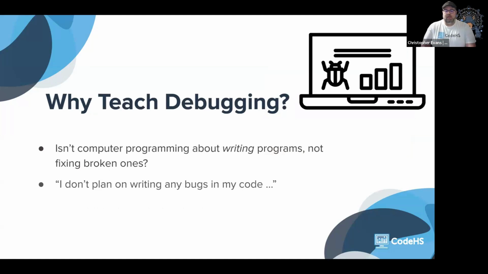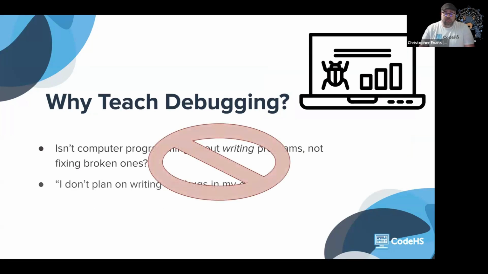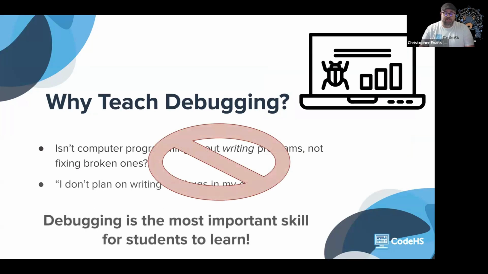You don't plan on writing bugs. But it happens. It's just like writing anything else. We make grammatical errors. We make all kinds of errors when we're writing something. The same thing exists in code. And that's why it's important to teach students how to troubleshoot and find issues in their code.